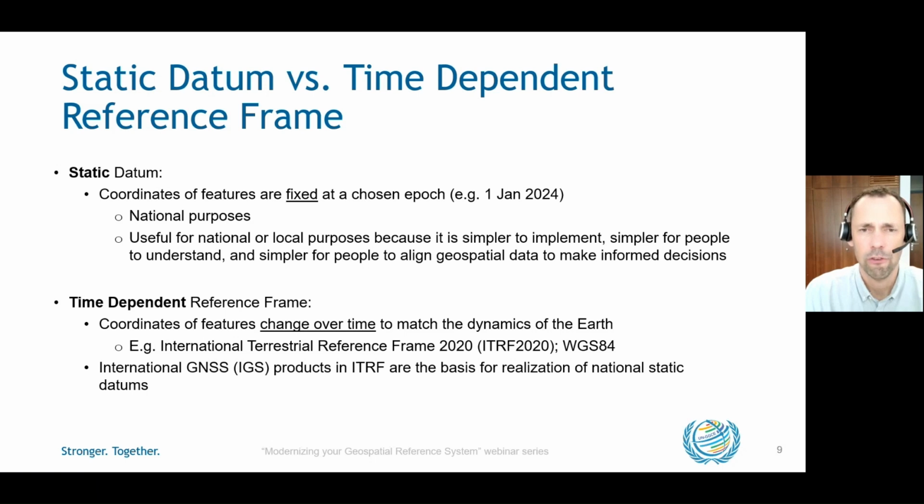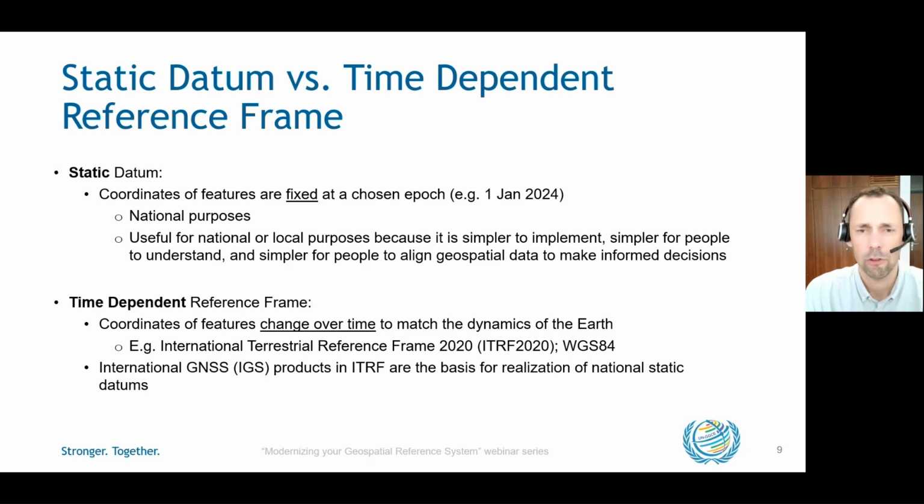This is useful for national purposes because it is simpler to implement, simpler for people to understand, and simple for people to align geospatial data to make informed decisions. It is, however, not reality. In reality, the Earth's surface experiences ongoing changes, for example, plate tectonic motion, subsidence, surface heave, glacial isostatic adjustment, etc. The time-dependent reference frame accounts for some or all of these Earth dynamics.